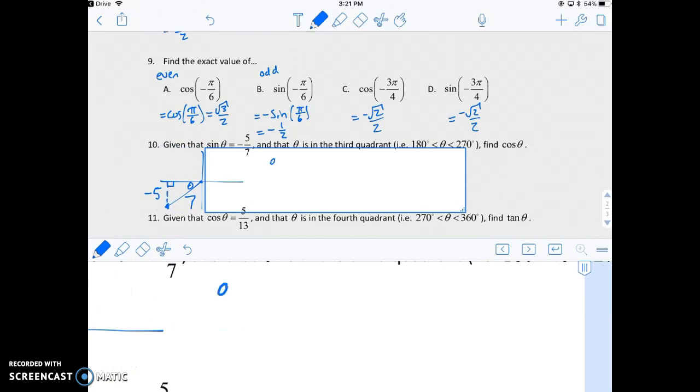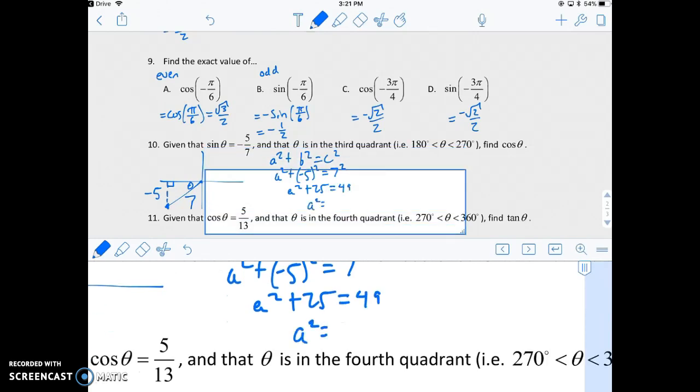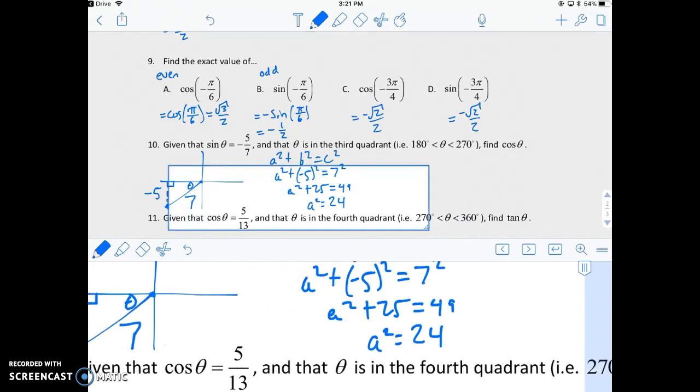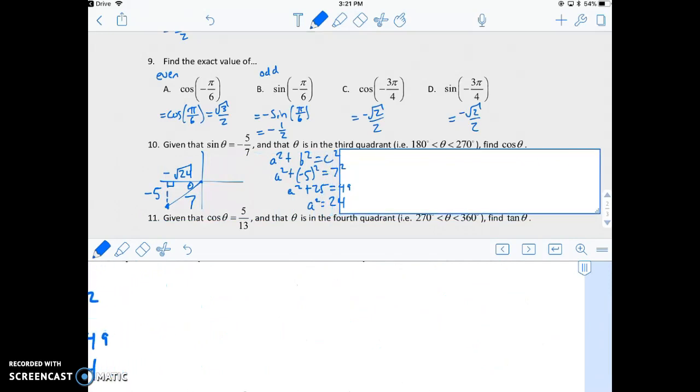So we know that a squared plus b squared equals c squared. So a squared plus negative 5 squared equals 7 squared. A squared plus 25 is going to equal 49. And we're going to get a squared equals 24 if we subtract 25 from both sides. This tells us that this side right here is going to be the square root of 24 if we take the square root of both sides, and it's going to be negative because it's in the negative x direction.